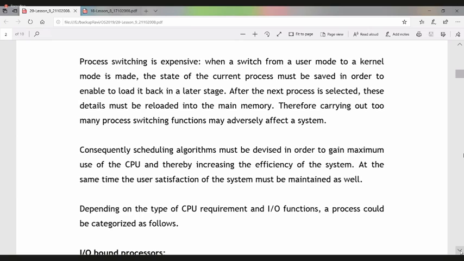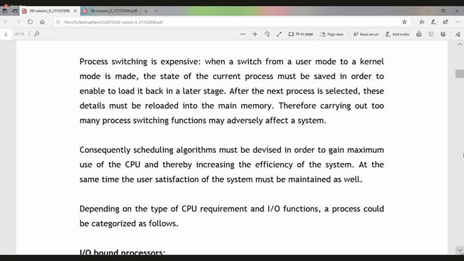You can't keep the CPU idle. Idle means without doing anything, right? You have to use it to the maximum to improve system performance and thereby increase the efficiency of the system. If you always use the CPU without keeping it idle, then efficiency will improve, right?